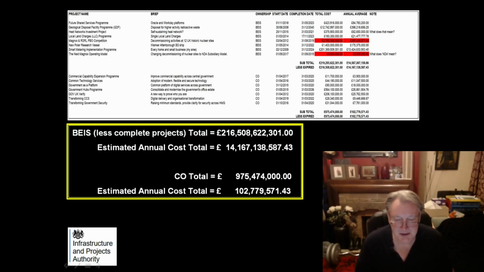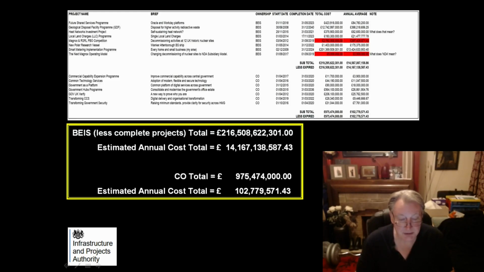But the key thing around this is that the total value for BEIS comes out at the numbers that you can see here. So obviously the 216 billion, I've made sure that I take out those two projects that have been completed. And then the estimated annual cost is literally just, as I explained before, what that project length is, what that would be over a yearly basis. So it does mean that we would effectively be paying out on an annual basis 14 billion. Okay, so that goes into the pot for what they're going to be pissing out of later on.